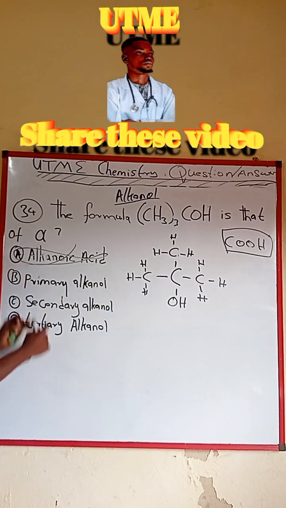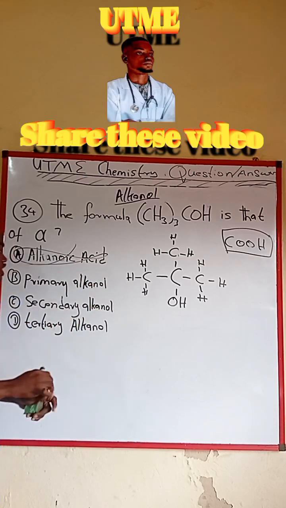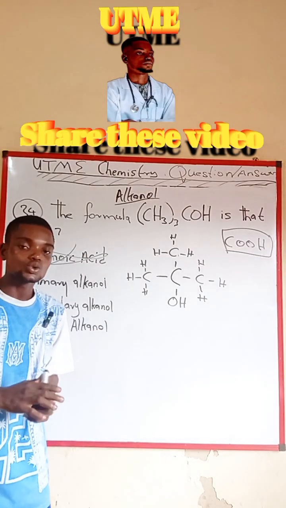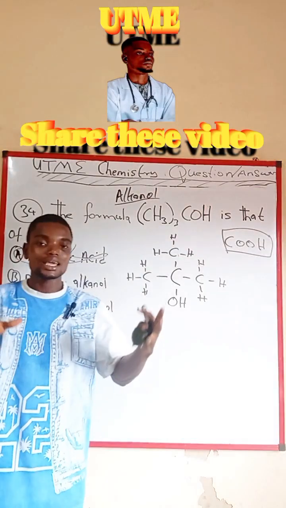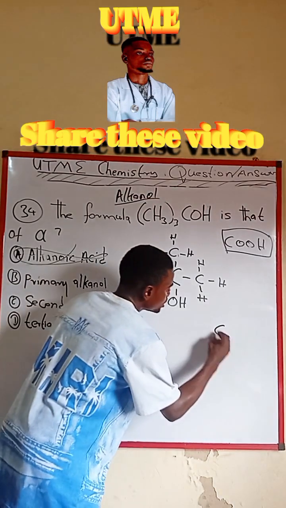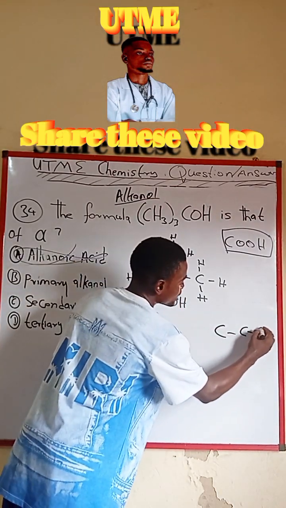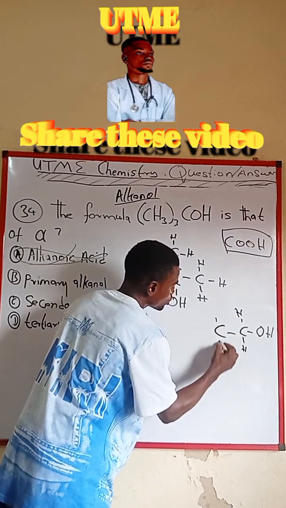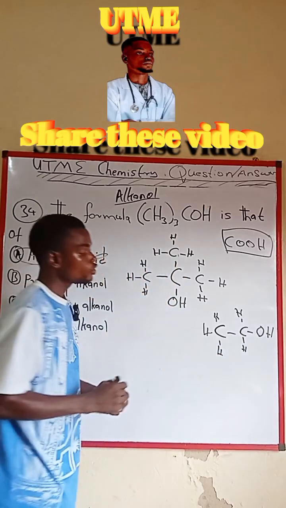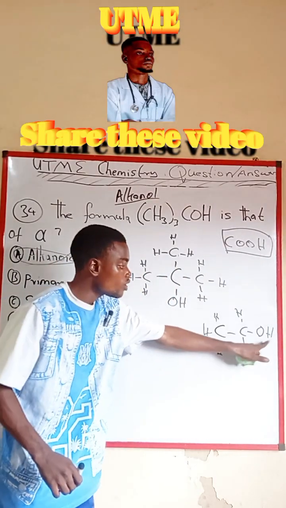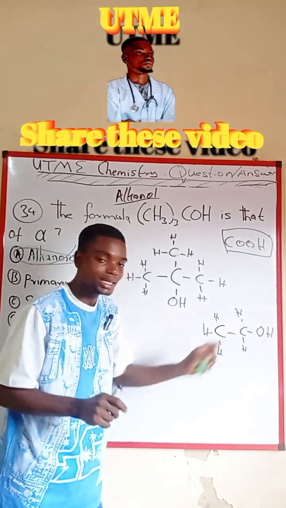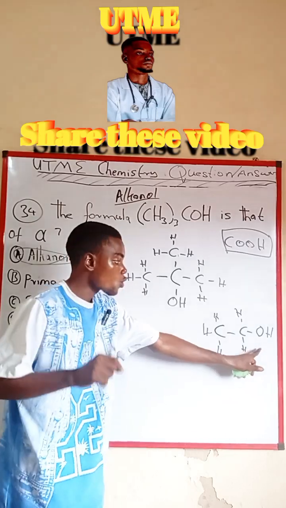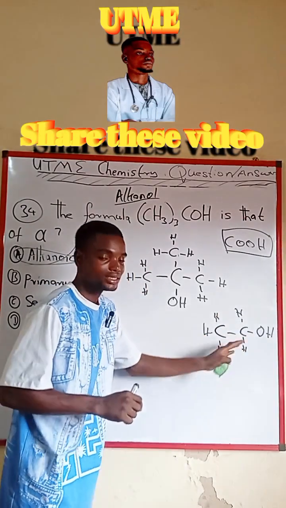Now how do we identify the type of alkanol we have? Let's start with the primary alkanol. The primary alkanol has the alkanol group attached to a terminal carbon, or a carbon that is at the extreme. For example, I'm going to have C over here, and at the end I'm going to put an OH. Then I'm going to add the other hydrogens to complete the bonds. Now if you look at this structure, you find that the OH is attached to the terminal carbon. Terminal means at the extreme. This is called a primary alkanol, when the OH is attached to a carbon that is at the extreme.